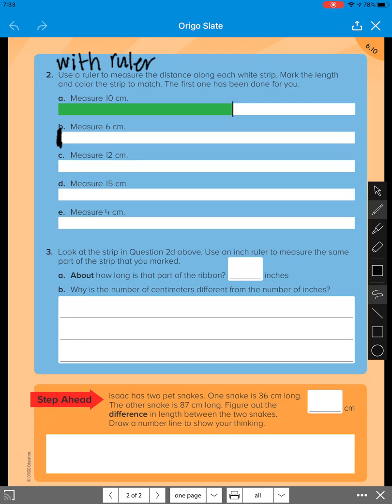Number 3 says look at the strip in question 2D above, use an inch ruler to measure the same part of the strip that you marked. So right here, 2D, you're going to use inches this time. So you're going to flip your ruler around and you're going to look at the inches side and you're going to measure what 15 centimeters would be in inches, and you're going to write that right here. B says, why is the number of centimeters different from the number of inches? So then you're going to write your sentence.